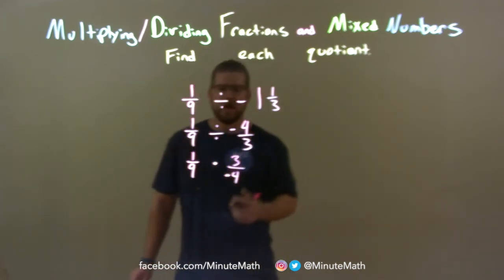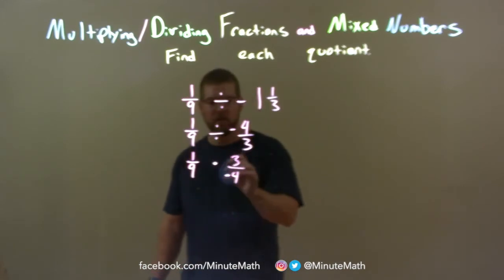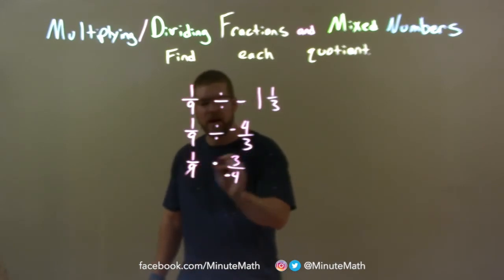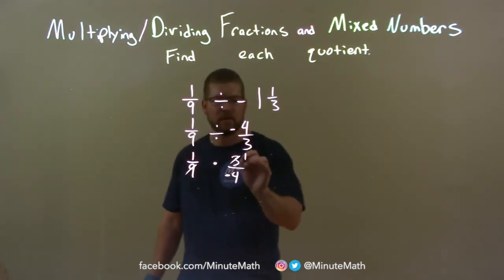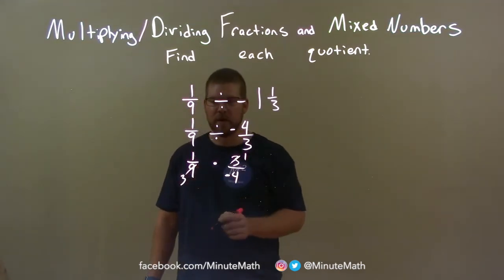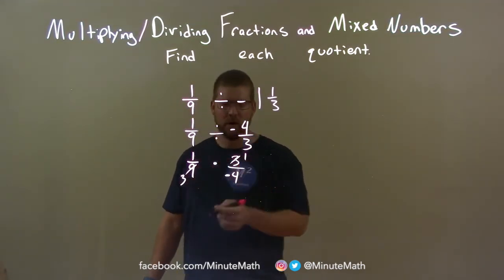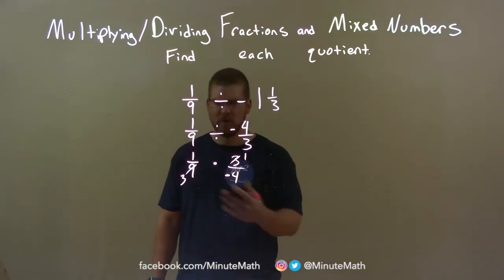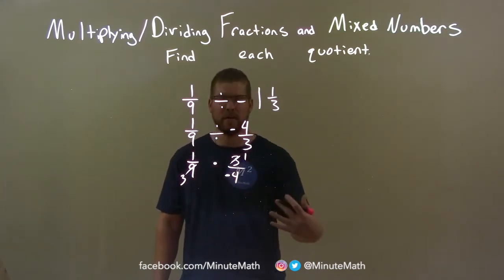Okay? Now, can we simplify this at all? Well, of course we can. 9 and 3 are both divisible by 3, which is 1 up here and 3 left over. Now we have 1/3 times 1 over negative 4. Multiply across the numerator, multiply across the denominator.